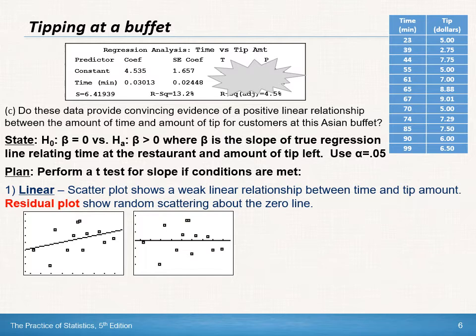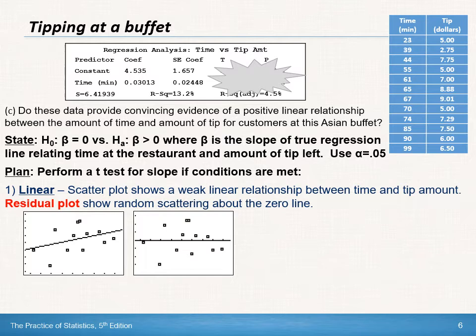But if we look at this residual plot, we can see there is no overall pattern in the residual plot, which indicates that a linear model is appropriate. Whether or not it's super linear is another thing. But yeah, a linear model's okay. It's weak, but a linear model's appropriate.